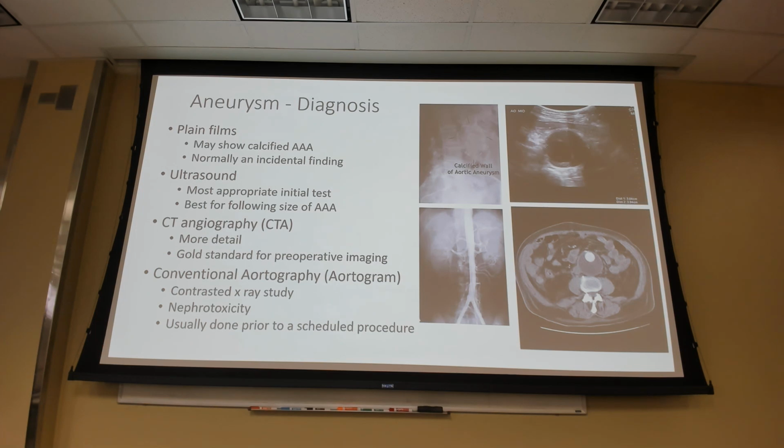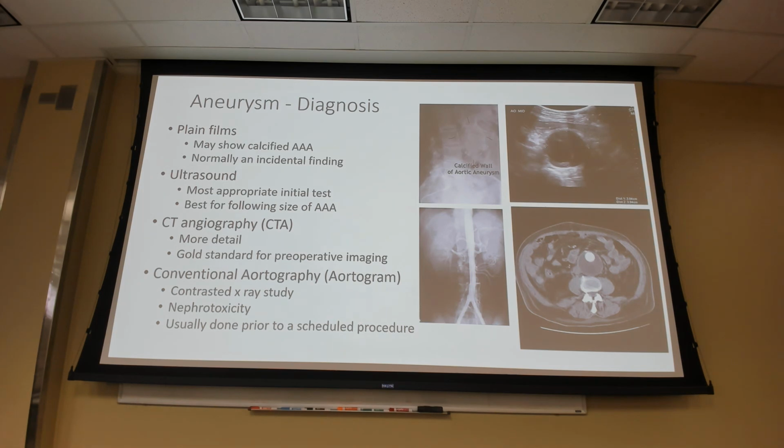And then this is what we're going to use to monitor them throughout time, as we're going to talk about some of the details of when we need to operate on them and when we don't. They get an ultrasound every 6 to 12 months, and we monitor for any expansion or size changes. The gold standard test is the CT angiography.